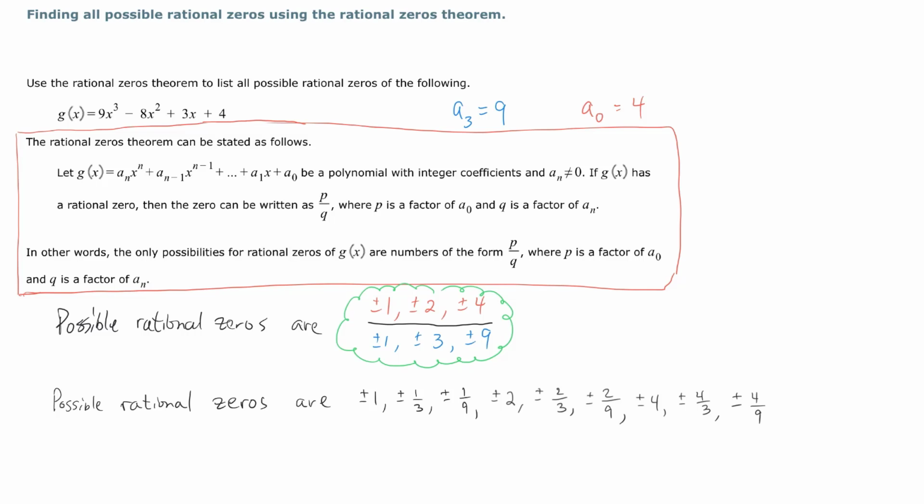How many are there? 1, 2, 3, 4, 5, 6, 7, 8, 9 times 2, 18 possible rational zeros. Now that doesn't mean all of them are going to be a zero. There's no way, right? This is actually a degree 3 polynomial. However, if g of x has any rational zero, it will be of one of these forms right here. Notice g of x would have at most 3 real zeros. Here are the possible rational zeros.